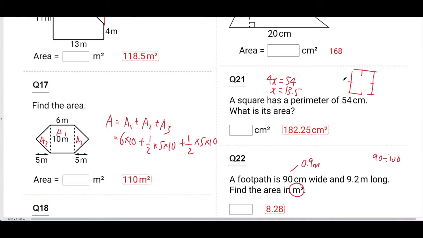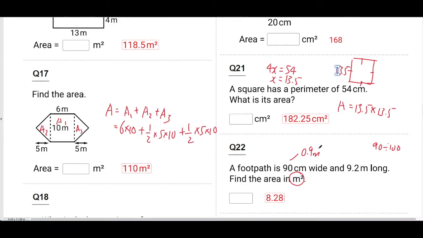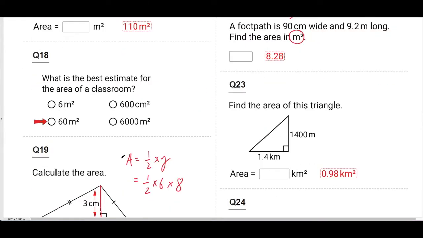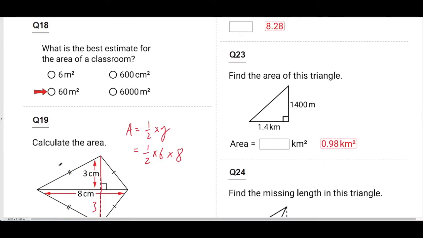Okay, so 13.5. Now, if we know that each side is 13.5, how do we find the area of a square? So we just do area is equal to 13.5 times 13.5, right? That's all we need to do. So that's how you get the answer. So, okay, 21, fair enough. If you get this wrong, I will forgive you. But if you get question 19 wrong, not forgivable.